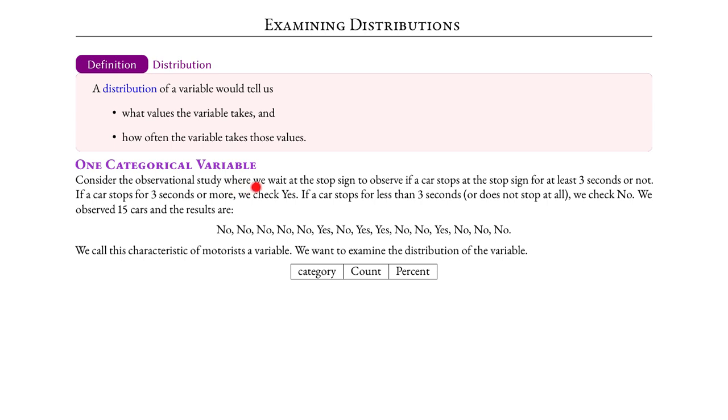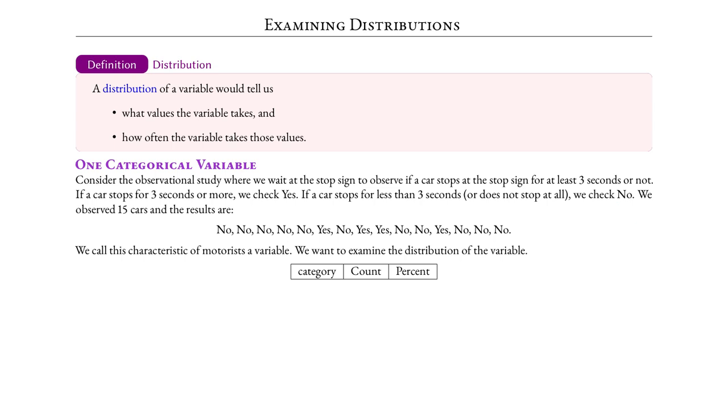Consider the observational study where we wait at the stop sign to observe if a car stops at the stop sign for at least 3 seconds or not. If a car stops for 3 seconds or more, we check yes. If a car stops for less than 3 seconds or does not stop at all, we check no.